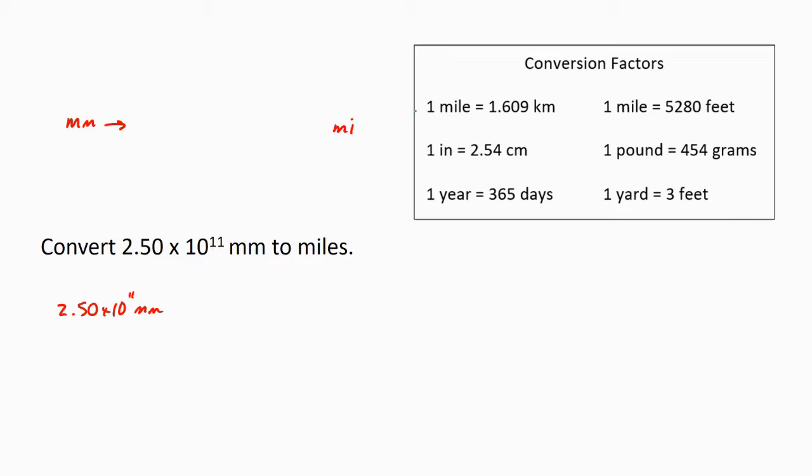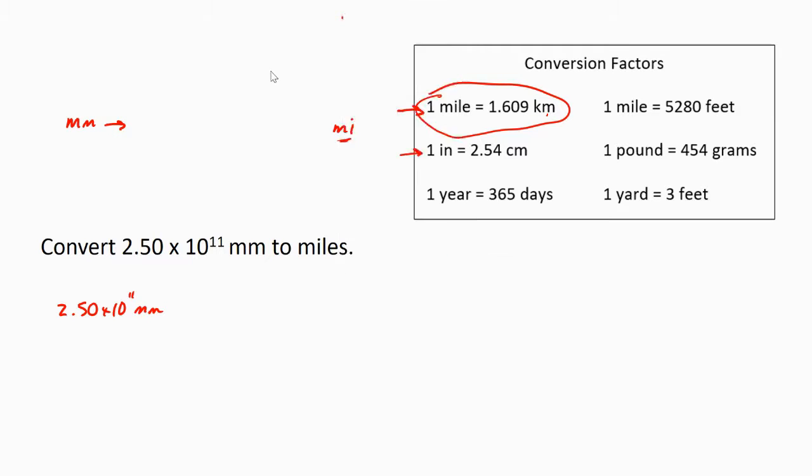So we either need to use 1 mile is equal to 1.609 kilometers, or we need to use 1 inch is equal to 2.54 centimeters. Now for this one, since we're trying to get miles in the end, we're going to use this conversion factor here, which means that all we need to do in terms of looking at our units here is we need kilometers in order to find miles.